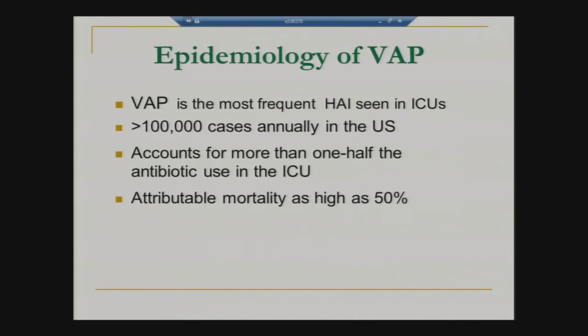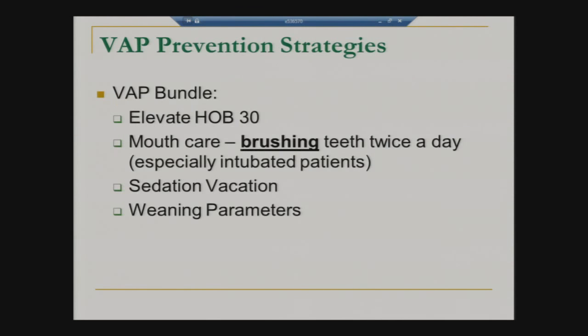VAP prevention. The epidemiology of VAP: it is the most frequent HAI seen in ICUs. There are greater than 100,000 cases annually in the U.S., and it accounts for more than half of the antibiotic use in the ICU. Attributable mortality is as high as 50%. For prevention, you have a VAP bundle, which includes elevation of the head of the bed to 30 degrees, mouth care, brushing the teeth twice a day, especially for intubated patients, sedation vacation, and weaning parameters.